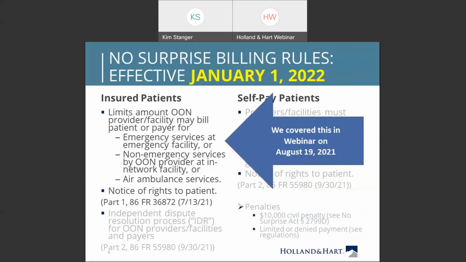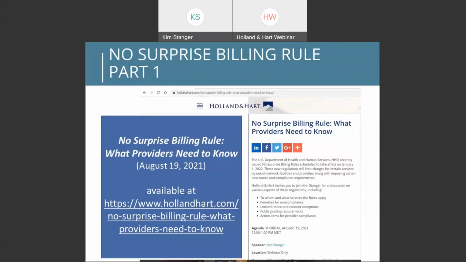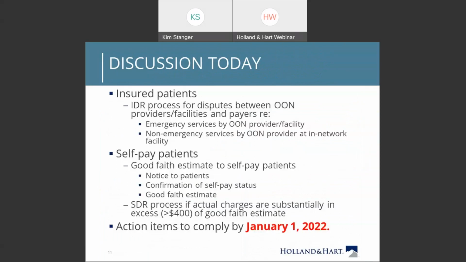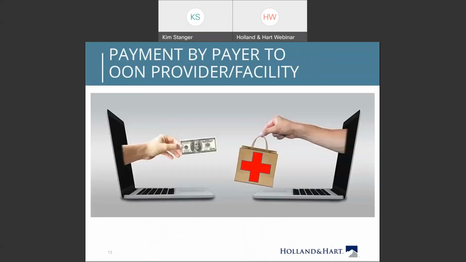Now, Part 1, dealing with the limits on the amount that an out-of-network provider can charge for emergency services or certain non-emergency services, we actually covered in a webinar on August 19th, so I'm not going to get into that. Instead, I'm going to talk about the new rules that came out in September dealing with that independent dispute resolution process, as well as the obligations for self-pay patients. I'll cover those items and also hopefully wrap up with a few suggestions of things you need to do by January 1st, 2022.